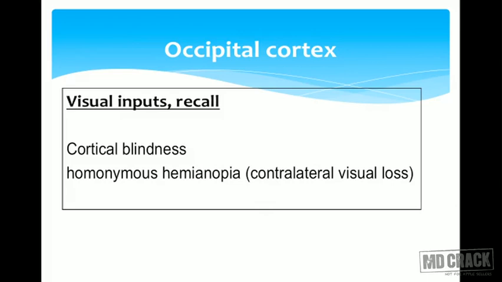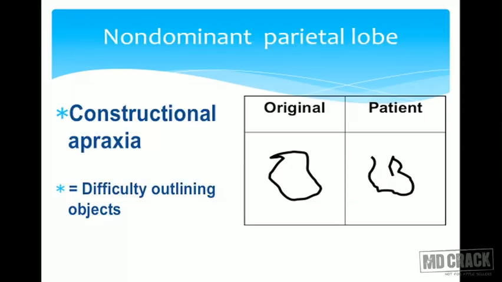Next we go to the occipital cortex. Visual inputs and recall are the function of the occipital cortex, and occipital cortex affection leads to cortical blindness and homonymous hemianopia, that's contralateral visual loss.